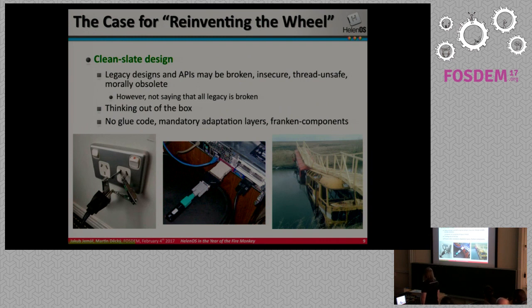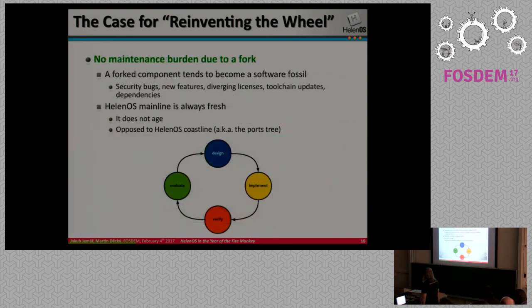Okay, let's move on. There's also another issue with borrowing components from other systems, which we would really like to avoid, and that's the maintenance burden of these forked components. So once you fork something which is external, you basically create what Jakub Jermáš calls software fossil. So it's a snapshot of the code which the upstream is no longer required to maintain or to update. You are required to do it, and this creates the possibility of you forgetting or not managing to backport security fixes, new features. Sometimes you have to deal with diverging licenses and all this kind of stuff.